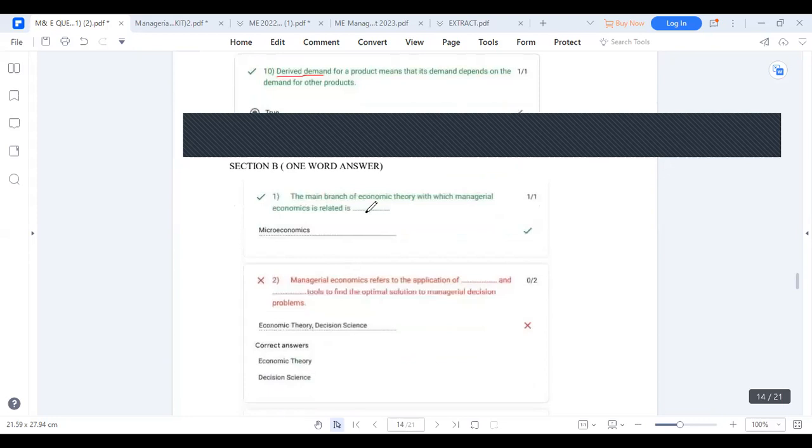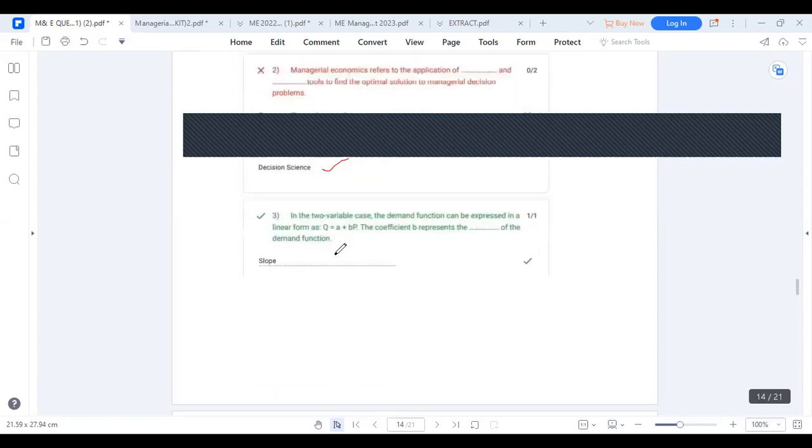Put a one-word answer. A branch of economic theory within which managerial economics is related is microeconomics. Or macroeconomics. Those are branches of economic theory. So managerial economics is referred to as the application of economic theory and decision science, which are the tools to find optimal solutions to managerial decision problems. I defined this in my preamble.